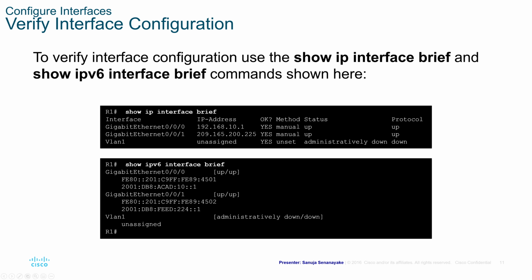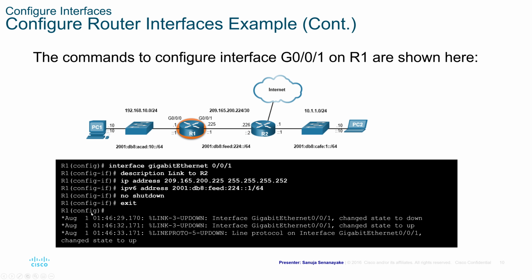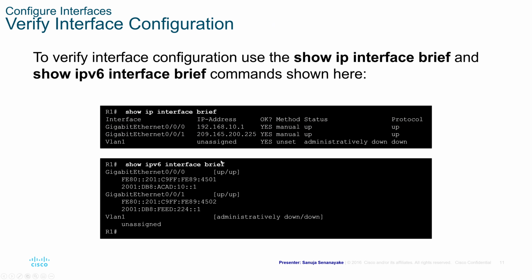And again, if you are in the configuration mode, the R1 config mode in this case, you just put the do at the front. So instead of saying show IPv6 interface brief, you're going to go do show IPv6 interface brief, and it will display the information that you're looking for. So this is how you verify that whatever you entered has been properly configured on your Cisco router.